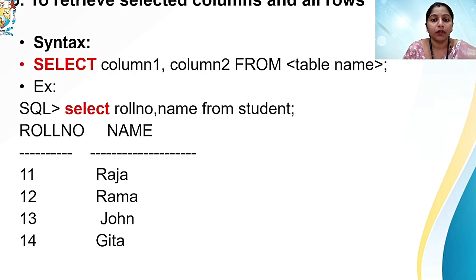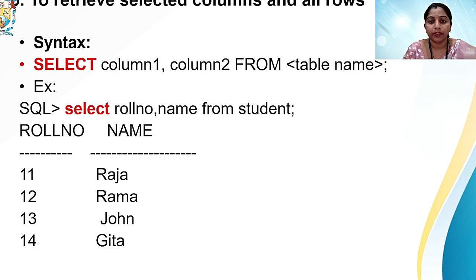Next, to retrieve selected columns and all rows. Here we select particular columns to be displayed from the table, with all the rows. So we'll see select column 1, column 2. These two are the columns which we select to be displayed from the table name. Here the table name will be student. So we can see roll number and the name is being fetched.